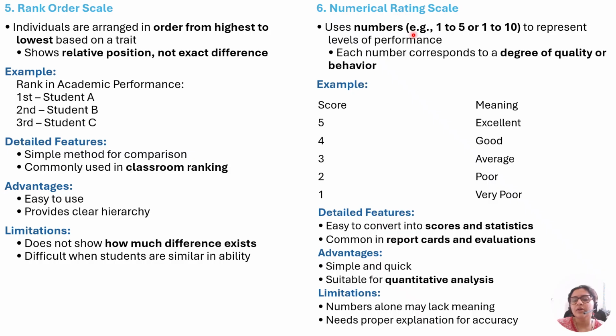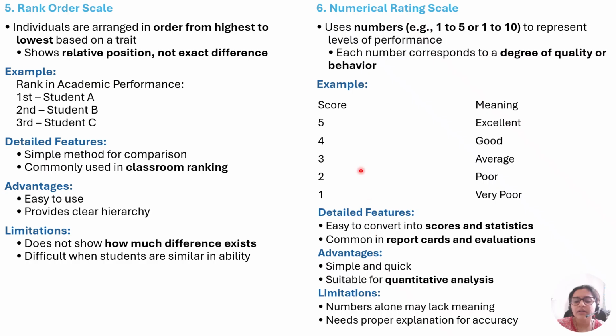Then sixth one, numerical rating scale uses numbers, example 1 to 5 or 1 to 10, to represent the level of performance. Each number corresponds to the degree of quality or behavior. For example, scores are given 5, 4, 3, 2, 1. 5 means excellent, 4 good, 3 average, 2 poor, 1 is very poor.